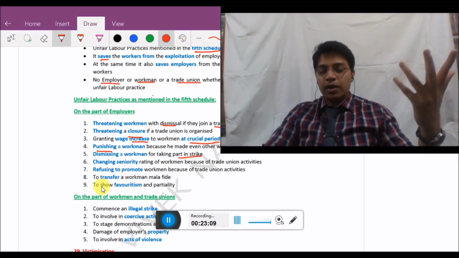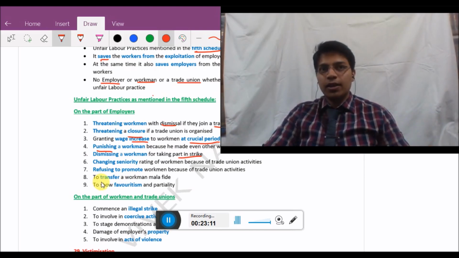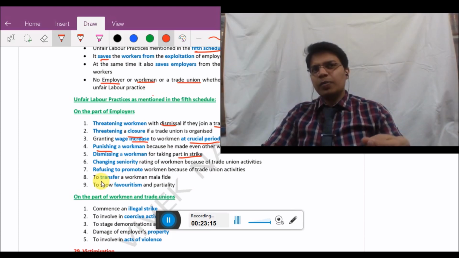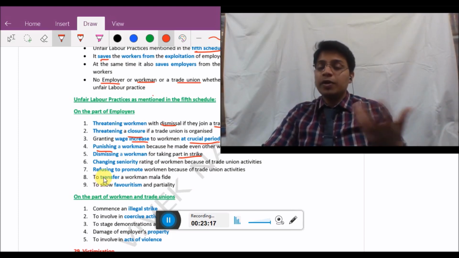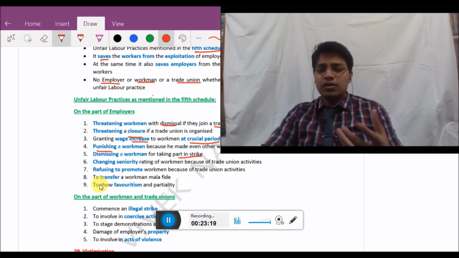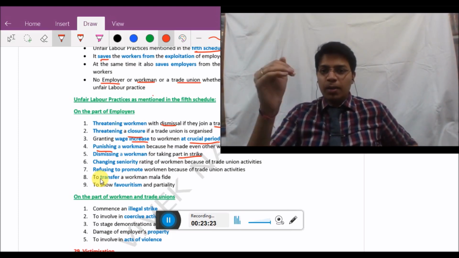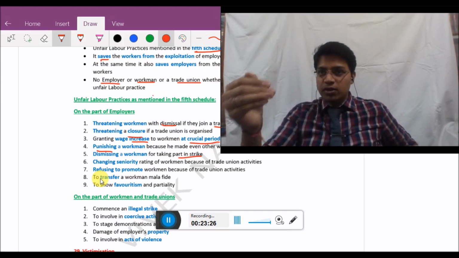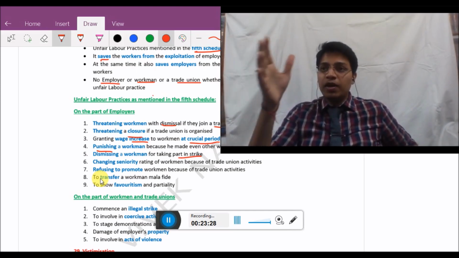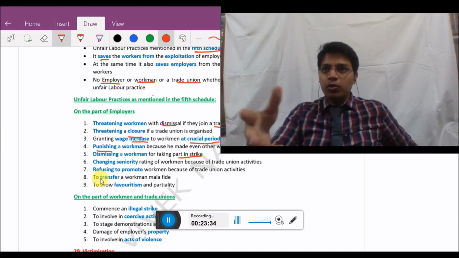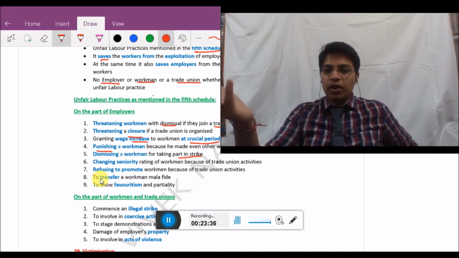To transfer a workman. Suppose the employer sees that a particular workman is participating a lot in trade union activities and his group is becoming very strong. This is a very risky situation from the employer's point of view. If you imagine you are an employer and you see that your own employees are forming trade unions and becoming very strong, then it is a headache or tension for you, because no matter what new thing you try to implement, they'll form a group and protest against it. It will be very difficult for you to manage your business.